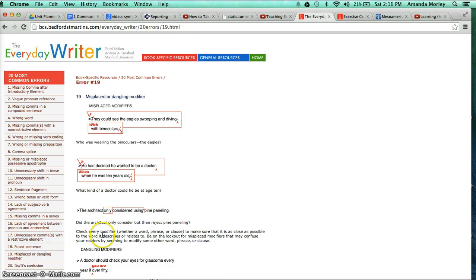Last one I want to go over. Misplaced modifiers. Read the sentence. They could see the eagle swooping and diving with binoculars. How funny is that? The eagle was swooping and diving with binoculars on? No, that's not right. They watched them with binoculars. Okay, again, spend time going over this website. Consider it. You all do some version of these mistakes, so go back and reread your draft. Good luck!